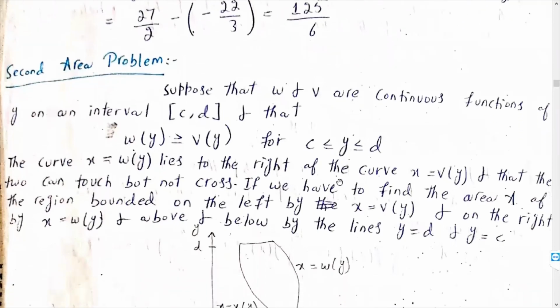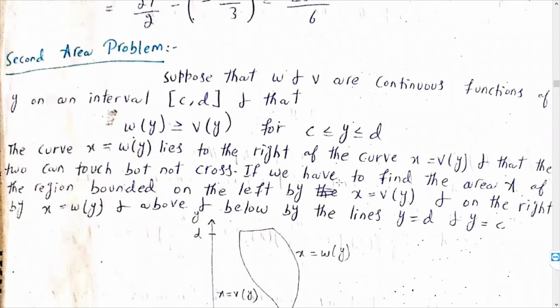Now here is the second area problem. If both of the functions are in the form of x equals f of y, then one function will be on the left and the other one will be on the right. So what we have to do is subtract the left function from the right, that means right minus left. In the first area problem, I was doing upper function minus lower function. In the second area problem, where x equals f of y, I'll do right function minus left function.